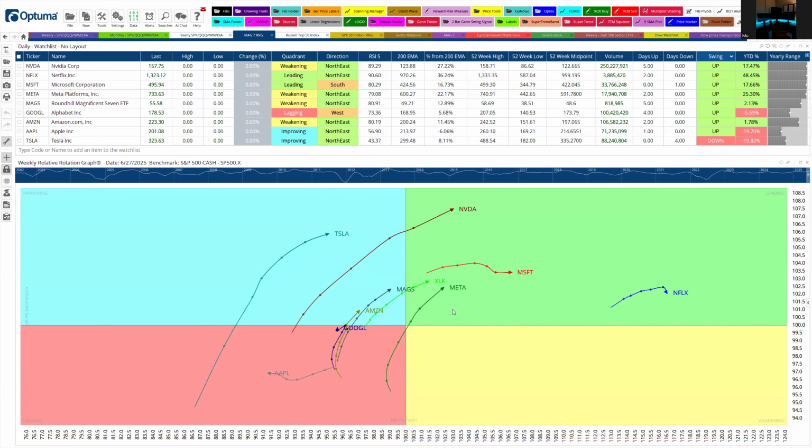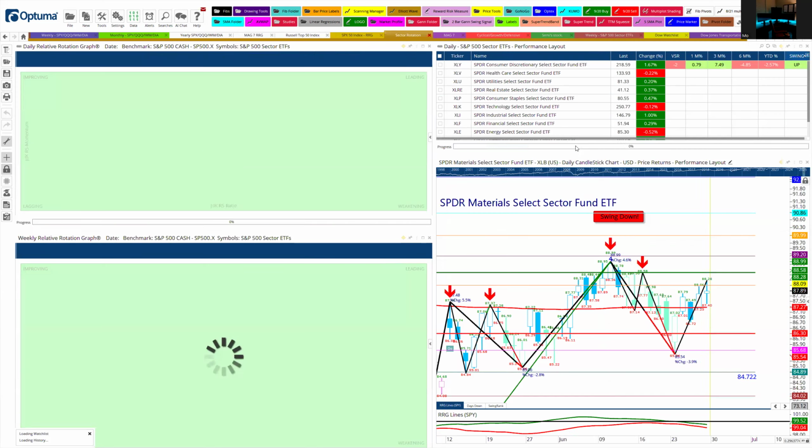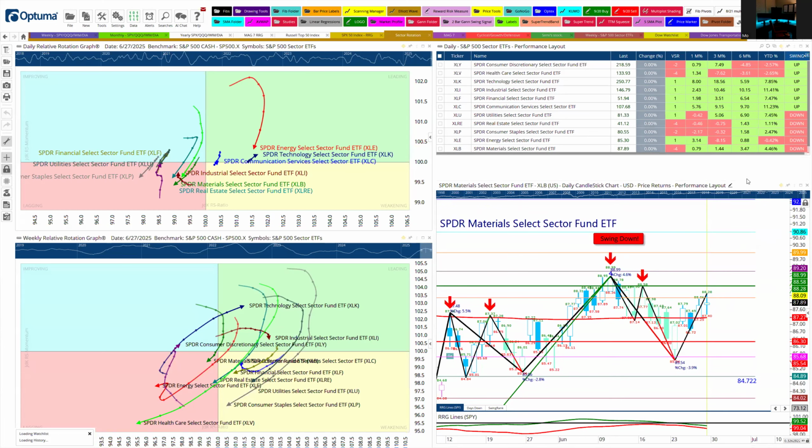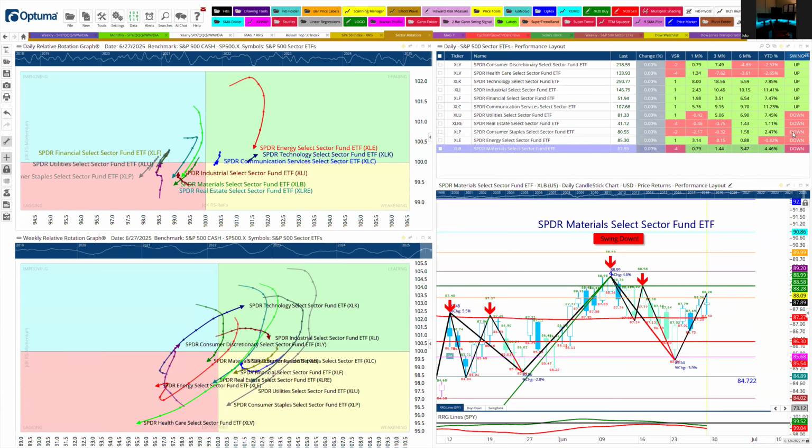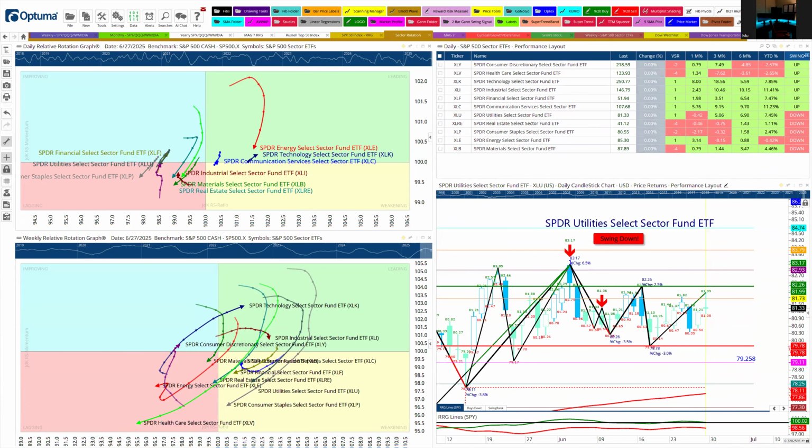So now we're looking at here. What do we see here? The only stock that now is down for 4 days is Tesla, meaning the swing direction is down. Every other swing is up. At the same time, we can go back here to sector rotation. 1, 2, 3, 4, 5. There's 5 sectors out of 11 that are down.